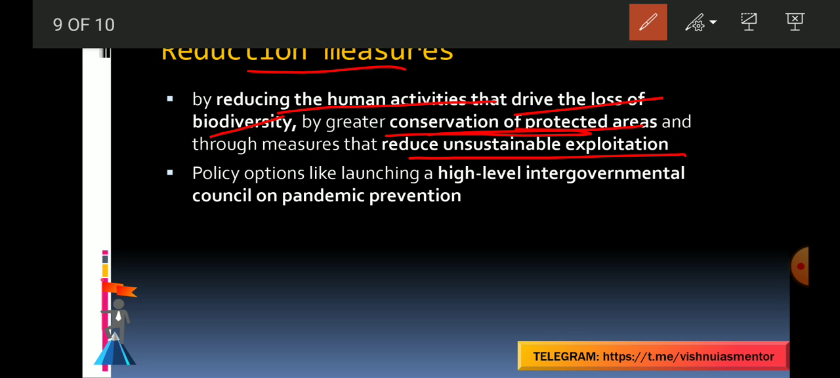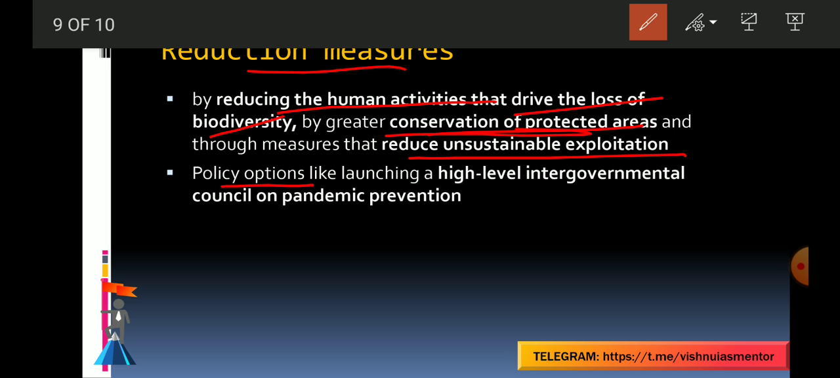So if we reduce the contact between wildlife, livestock and humans, that will help prevent the spread of disease from livestock or animals to humans. Okay, so it will reduce the spread of new diseases, first thing.